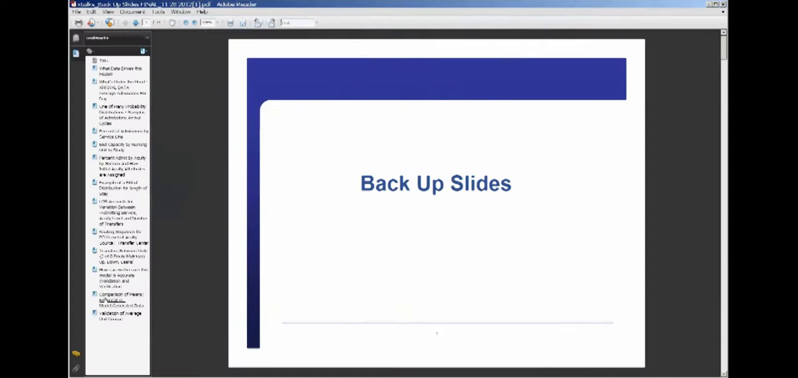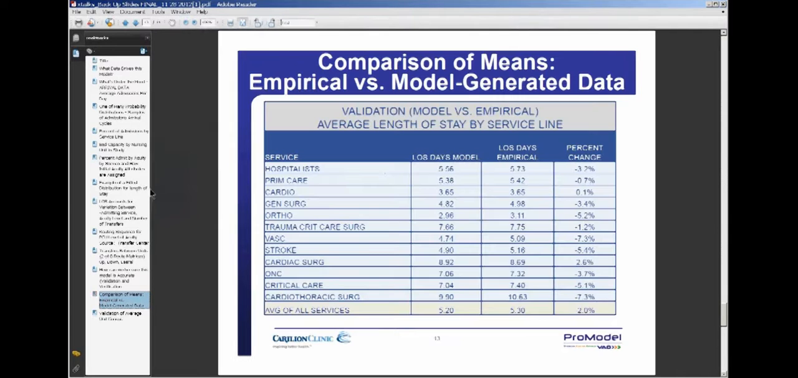and this is what I wanted to show you now. Here you can see this chart. This shows length of stay, and you can see on the left the different service lines of the model, and you can see the percent change. So for each service line, we looked at length of stay, and we vary anywhere from 0.1% up to 7.3%. So we think that's pretty good.